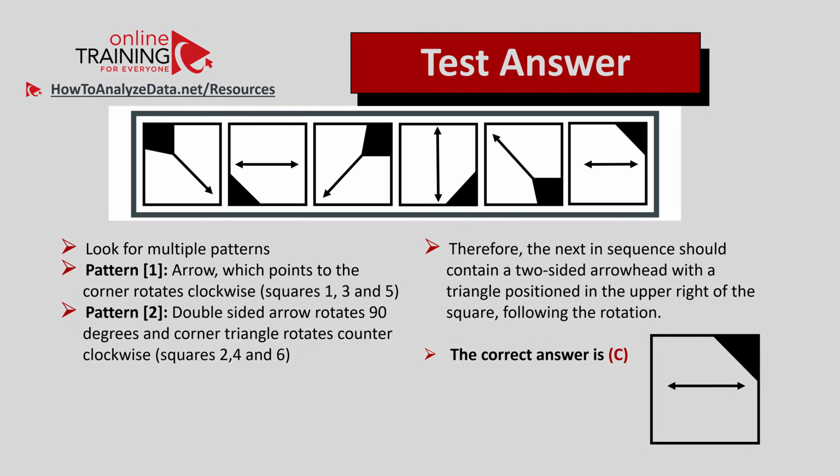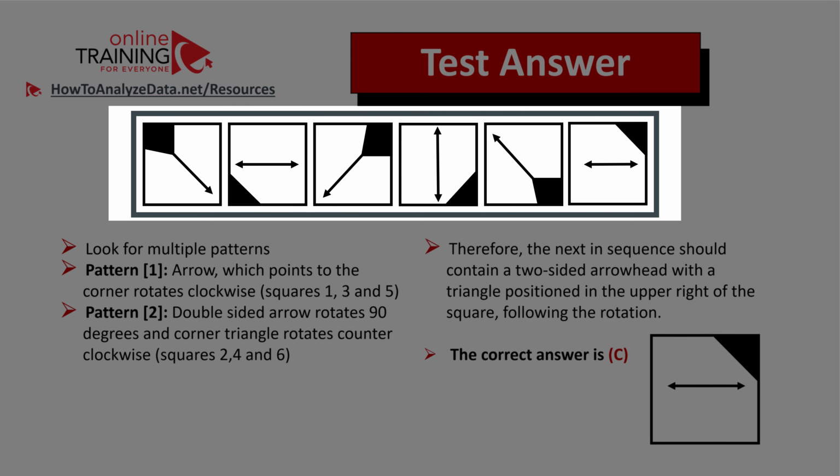As always, my recommendation for you is look for patterns. And there are 2 key patterns present in these questions. One pattern is in the squares 1, 3, and 5. What we see here is an arrow which rotates clockwise, specifically the core of it. The first one is in the upper left corner, then in square number 3, it moves into the upper right corner, and then in square number 5, it moves to the bottom right corner.